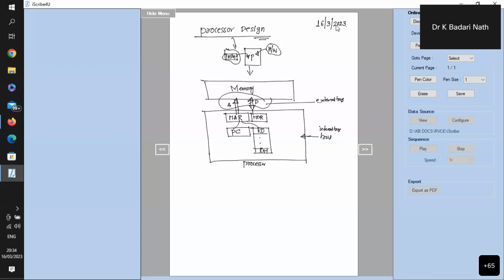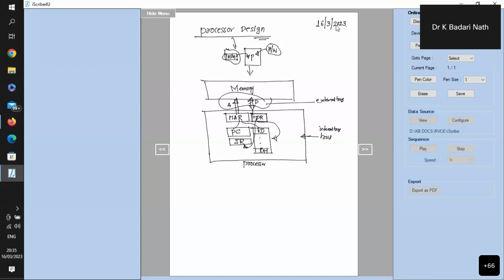And apart from that, the processor also has a special register called the instruction register. Any data which comes into the processor should come first into the MDR, the memory data register. From there, I can bring the data to the instruction register if it is an instruction. If what I am bringing from memory is not an instruction but data, then I can put it into any one of these registers.